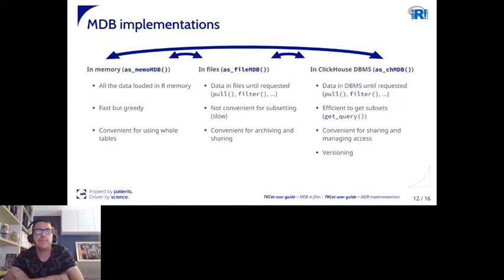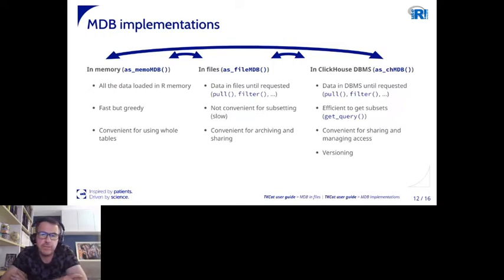In file MDB, the data remain in text files until requested. It saves memory and allows to load only a few tables of interest. However, it makes the data filtering quite slow. The main purpose of the file MDB is to archive the MDB and to share it with external collaborators.